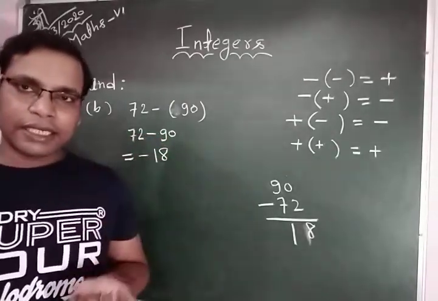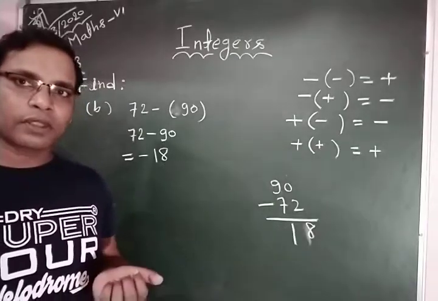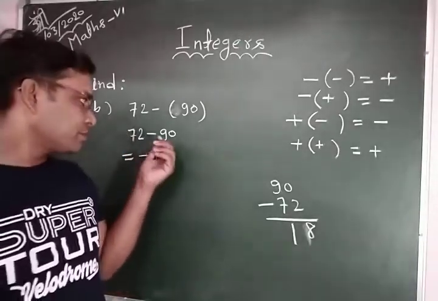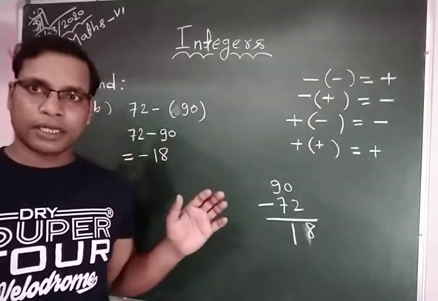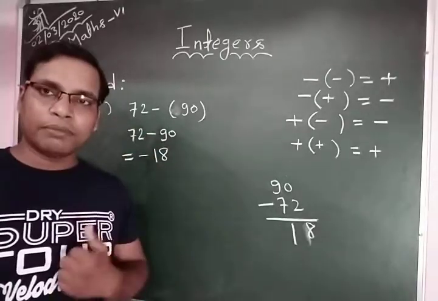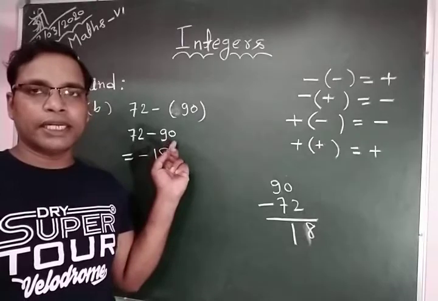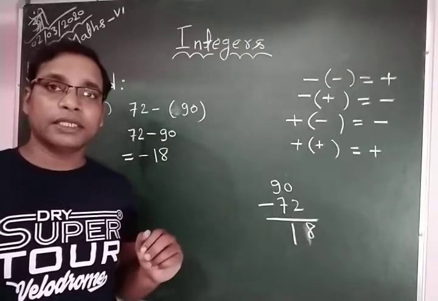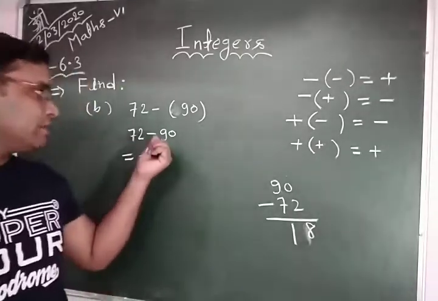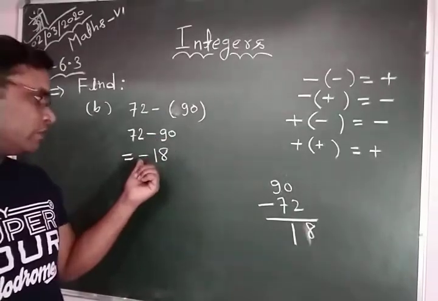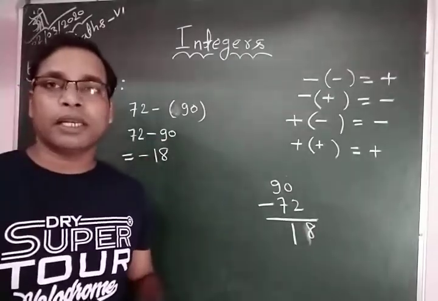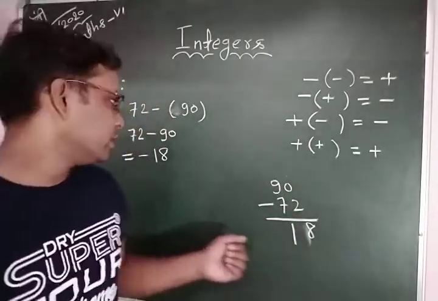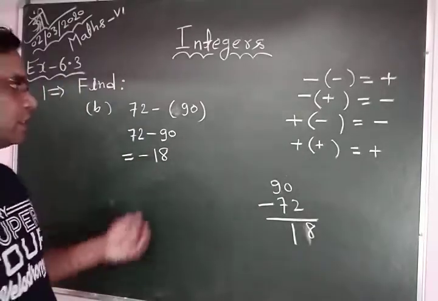So 90 is greater than 72, and both integers have different signs, so subtraction is done, and we subtract the smaller number from the greater number. The greater number is 90 and the smaller number is 72, and we use the sign of the greater number, which is minus. So first write minus. After this we subtract the small number from the greater number. 90 minus 72 we obtain 18. So you can write minus 18. This is the required result.